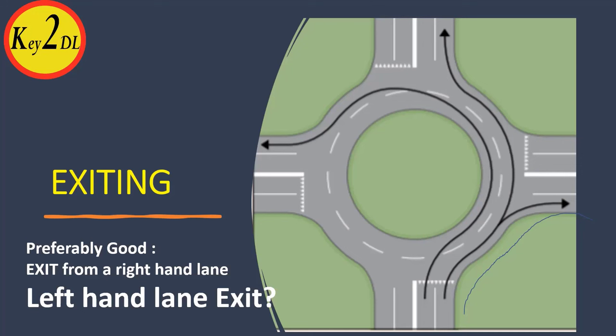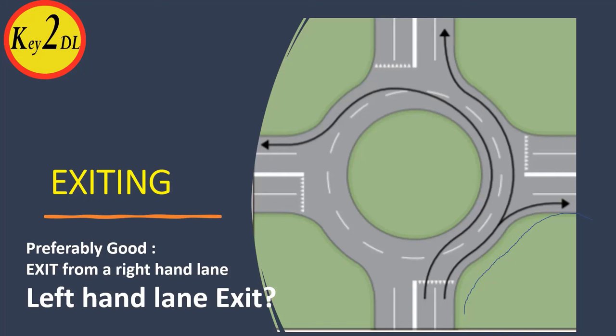Before you change the lane, the sequence is that you first check the blind spot. If the blind spot check tells you that there is a vehicle there, you should neither indicate nor change lane. If you check the blind spot and it's all okay, then you indicate, and don't change immediately after indicating. Give a second or a second and a half. So you have to plan everything in sequence: first check the blind spot, indicate, give time for people to see the indication, and then change the lane.